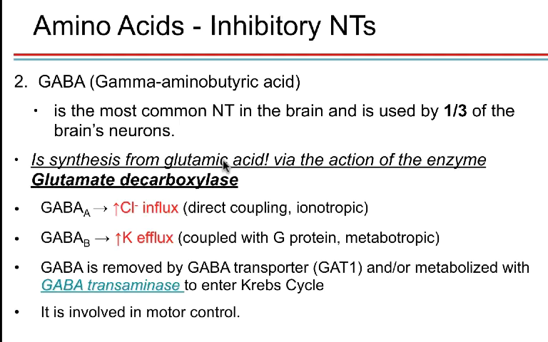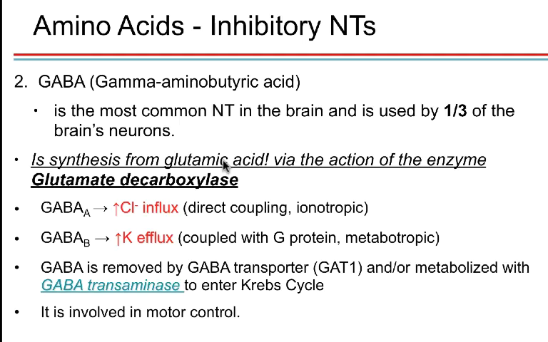GABA has two different types of receptors. One is called GABA A, another one is called GABA B. GABA A is a direct coupling, or ionotropic, meaning the receptor and channel are the same thing. But GABA B is coupled with a G protein. In other words, the receptor and the channel are two separate structures. Another term for this is metabotropic.